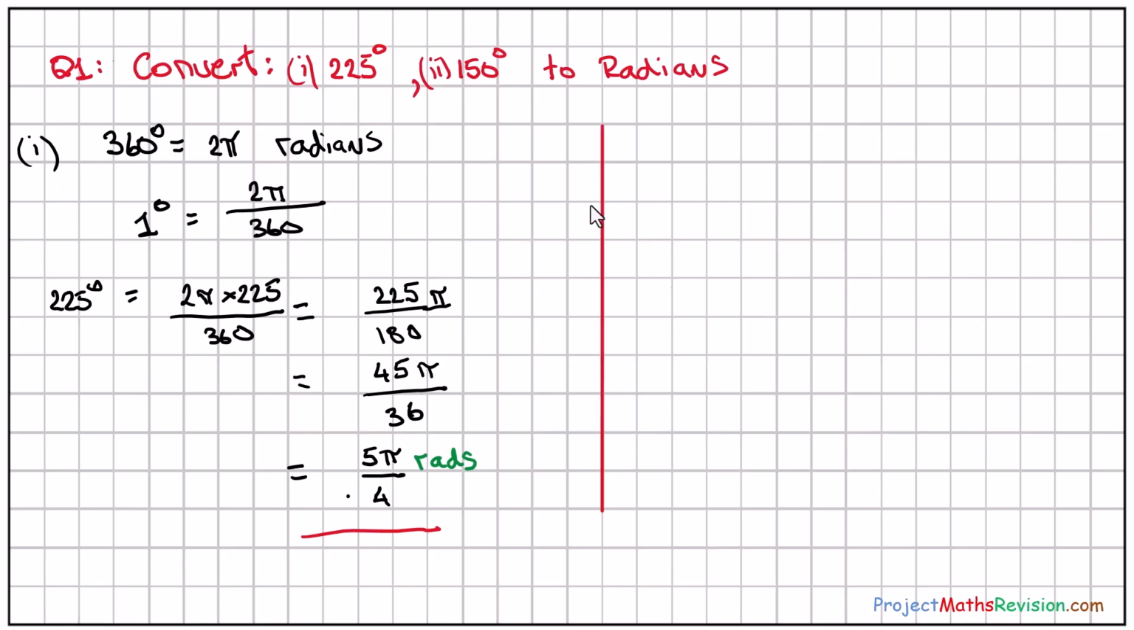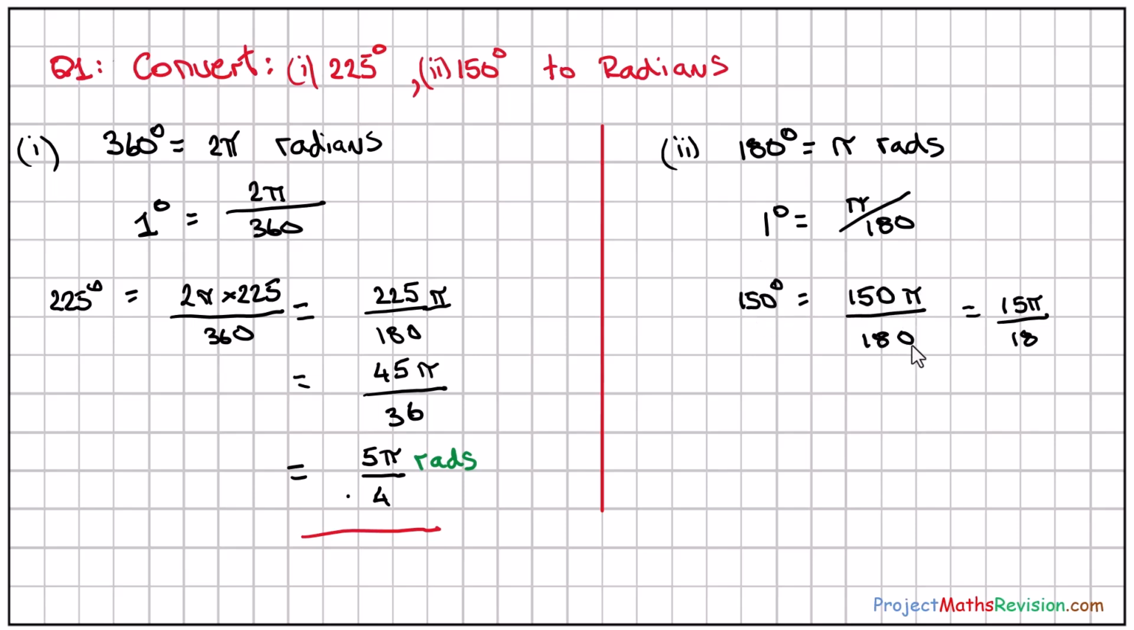In part 2, we're asked to convert 150 degrees to radians. Once again, 360 degrees is 2 pi, or 180 degrees is pi radians. So divide across by 180 to give us 1 degree, it's pi over 180. And we want 150 degrees, so 150 degrees will be 150 pi over 180. We can divide above and below by 10 here, and then divide above and below by 3. So 150 degrees is 5 pi over 6 radians.